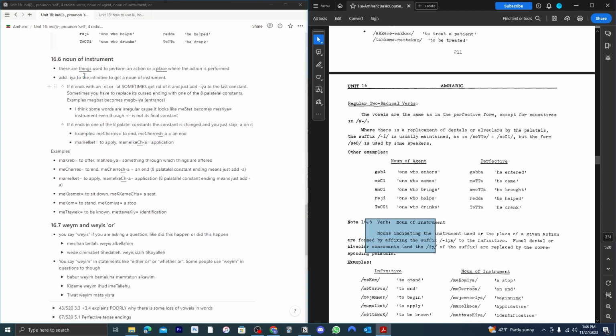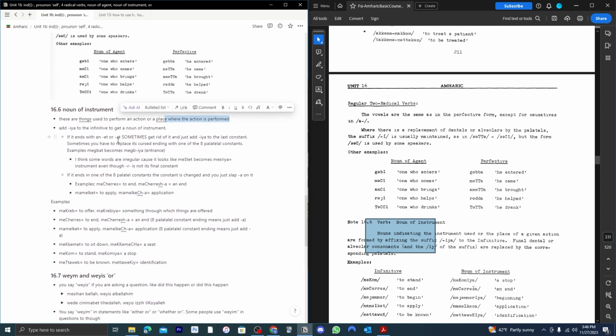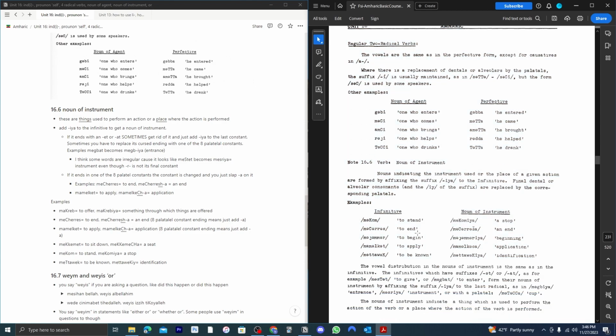Nouns of instrument. These are things that can either perform an action or a place where an action is performed. Like mekomas is to stand, mekomia is a stop, mecharis is to end, mecharisha is an end, so it becomes a ch because it's a palatal consonant. Mejemer is to begin, mejemeria is a beginning. Mamelket is to apply, amelket is an application.